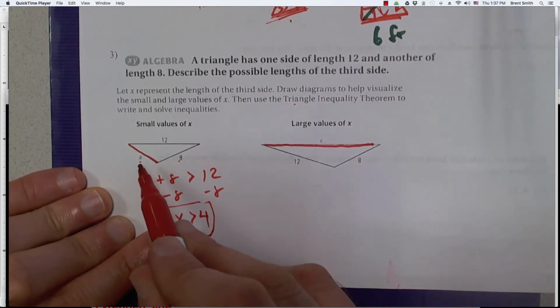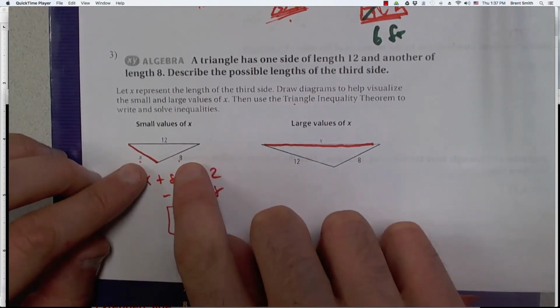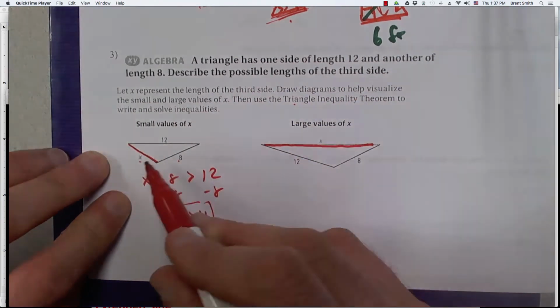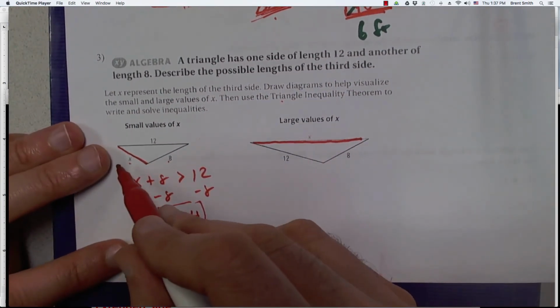And you can kind of look at this and that makes sense because if x was 4, you'd have 4 and 8, and again it wouldn't quite make a triangle, it would just kind of come together and make a little line like we saw. Okay, so x could be one of the small sides.